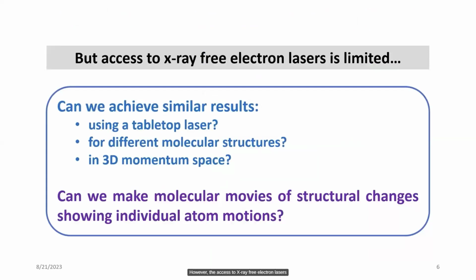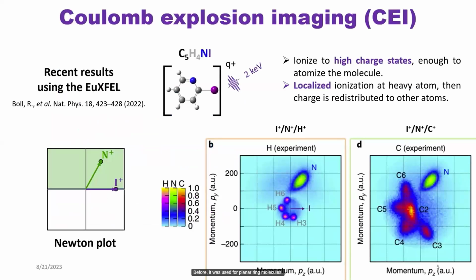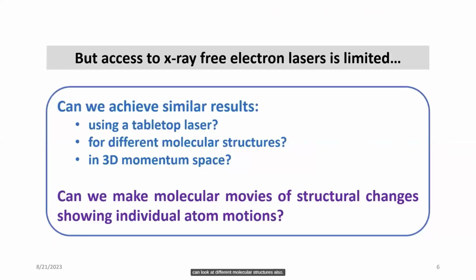However, access to X-ray free electron lasers is pretty limited. We can submit a proposal and maybe get a week or two of beam time every year. So we ask ourselves whether we can achieve similar results using a tabletop laser, which we have access to 24/7 in our lab. Also, this is just one example for planar ring molecules. So we asked whether we can look at different molecular structures, because if we want to induce a structural change from, let's say, ring molecules to something that is not a planar ring molecule anymore, can we do that?